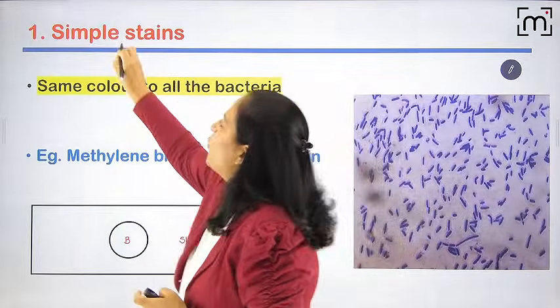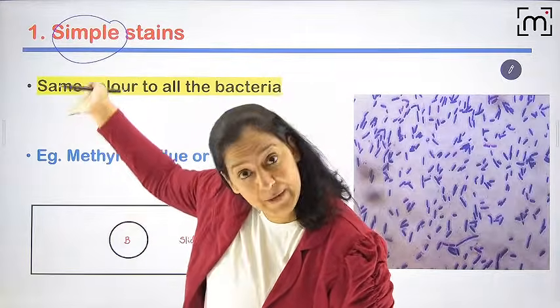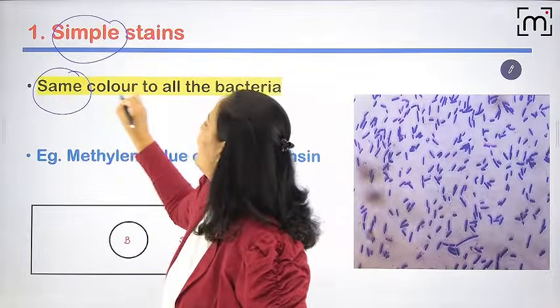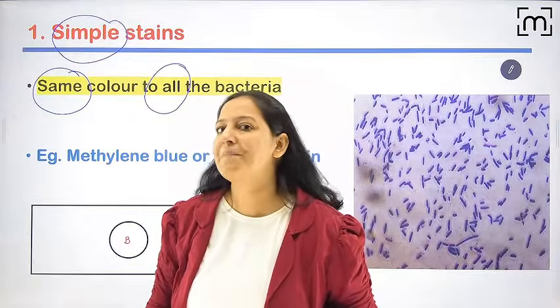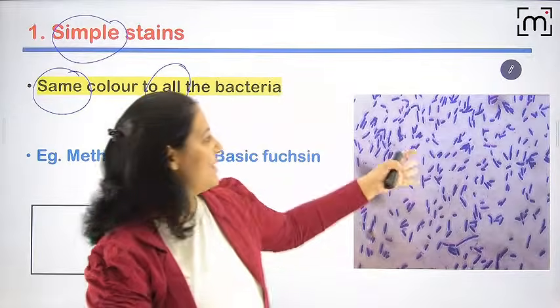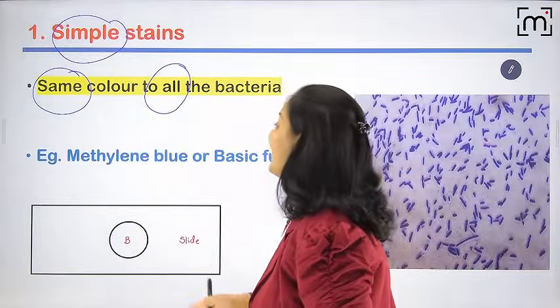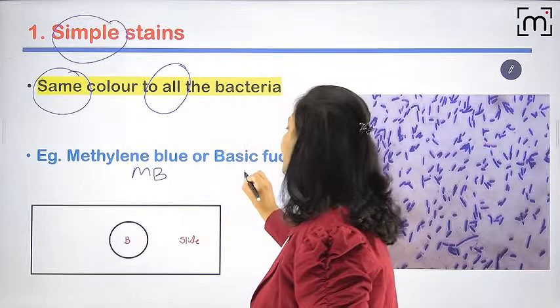What is simple stain? What is known as simple? The name itself depicts its meaning. What is simple? It is simple because it gives same color to all bacteria. All bacteria are same. It gives same color to all bacteria. That's why it is known as simple. You can see all bacteria are blue in color. Can you see all bacteria are blue in color? Yes.